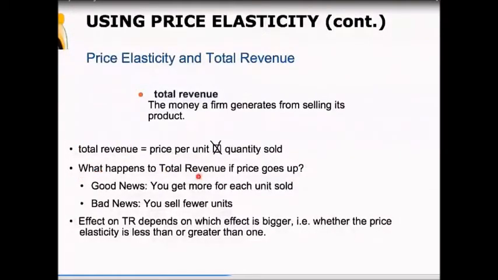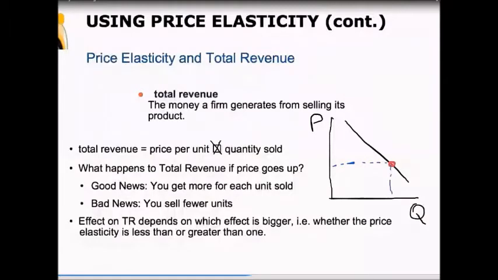So what happens to total revenue if the price of a good or a service goes up? If we look at the demand curve, we can say if you're selling this good and you were originally charging this price and selling this quantity, there's good news and bad news if your price goes up. An increase in price means you have to slide along the demand curve to determine how much you can sell. So we can see the good news is the price of everything you're selling is higher. The bad news is you're selling less.